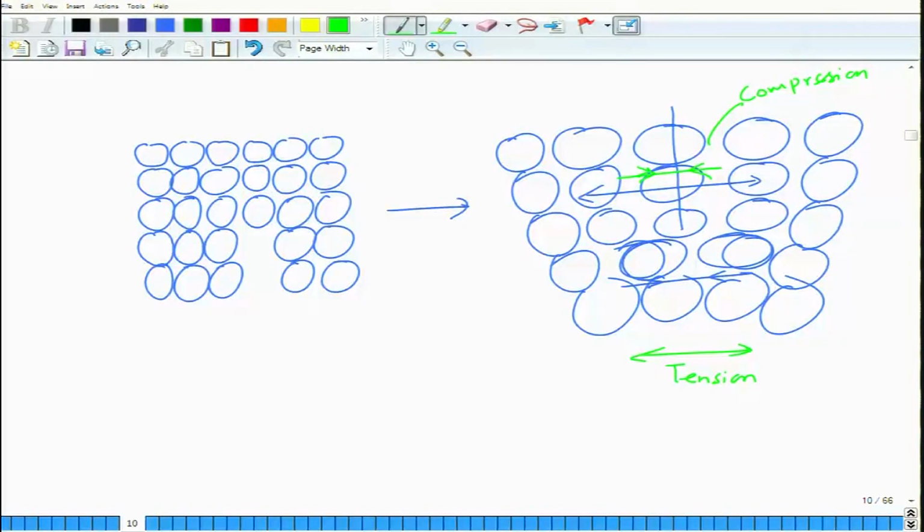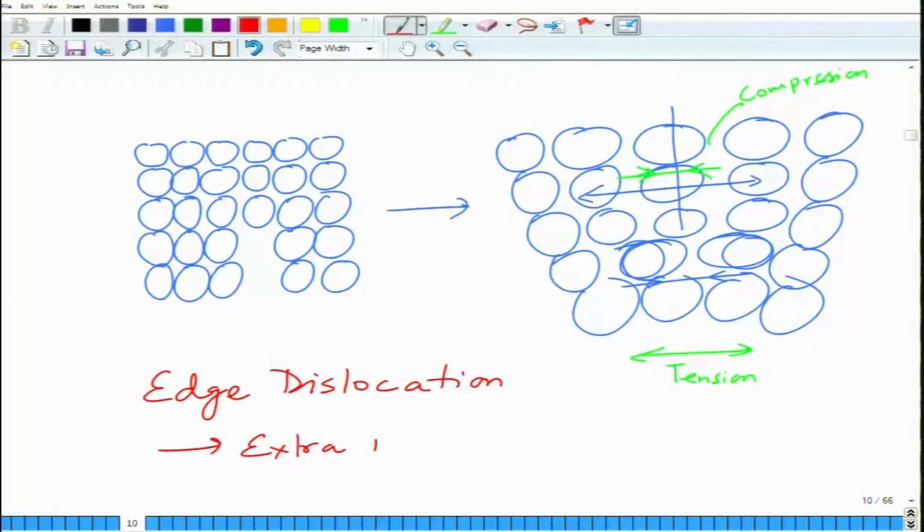And this kind of dislocation is called an edge dislocation. So, this edge is basically an extra row of atoms. If you have an extra row present on the top plane, it is called a positive edge dislocation. If it is present on the other side, it is called a negative edge dislocation.